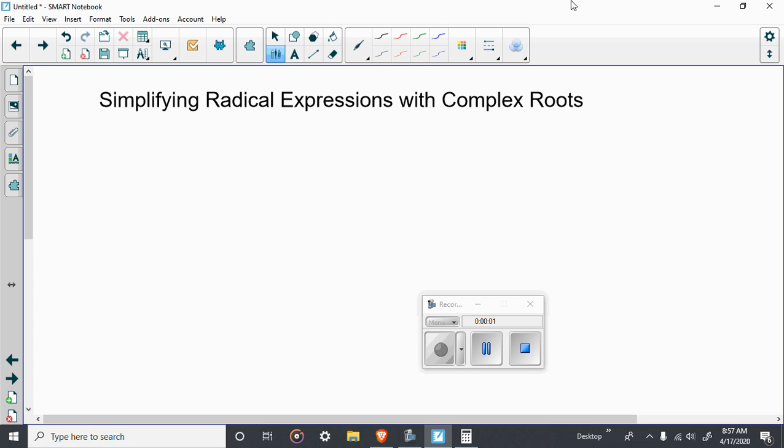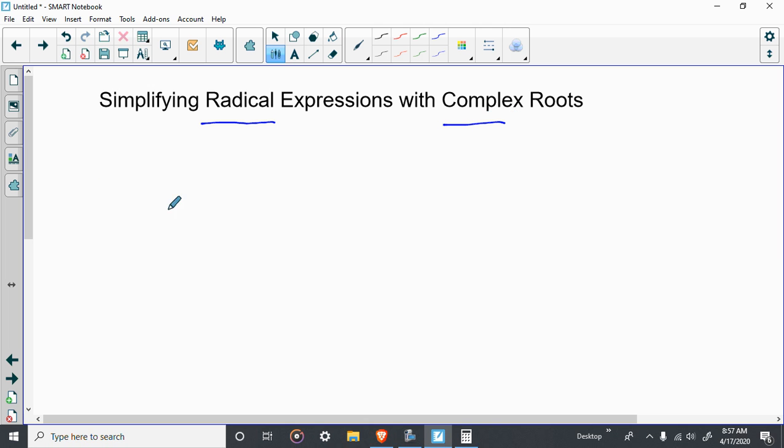Today I want to put together the two different sets of skills that we've been going over for the last week or so. And that is simplifying radicals and complex numbers. Okay, so the first thing you need to know is if you didn't watch the video from yesterday, you need to go back and watch the video from yesterday.